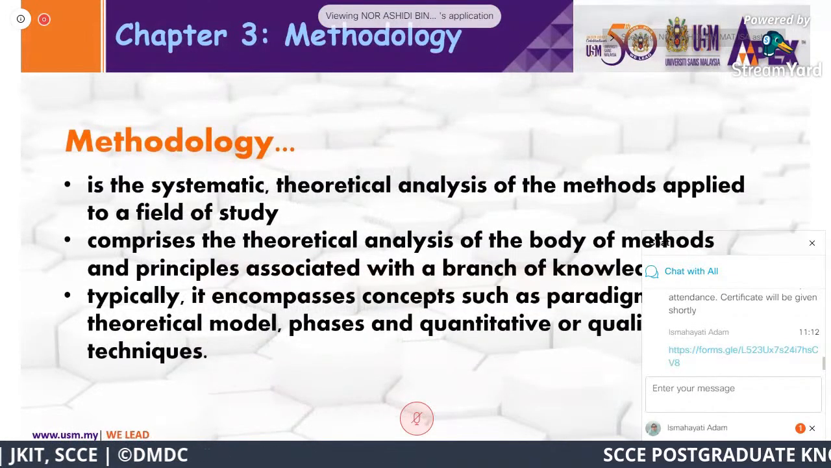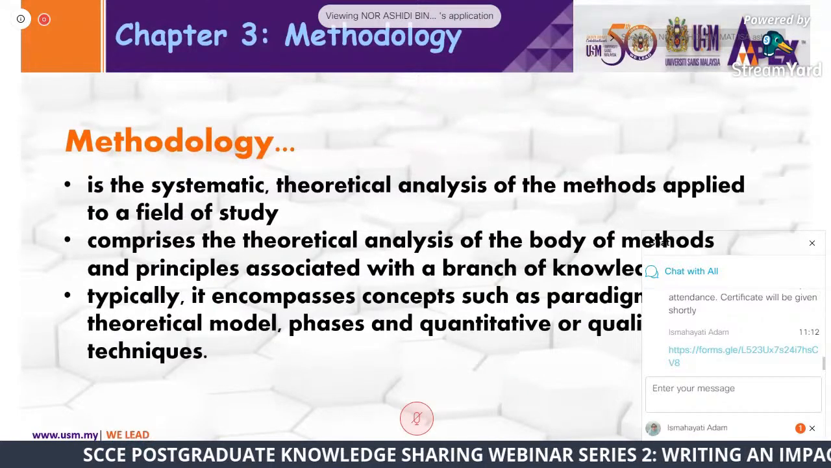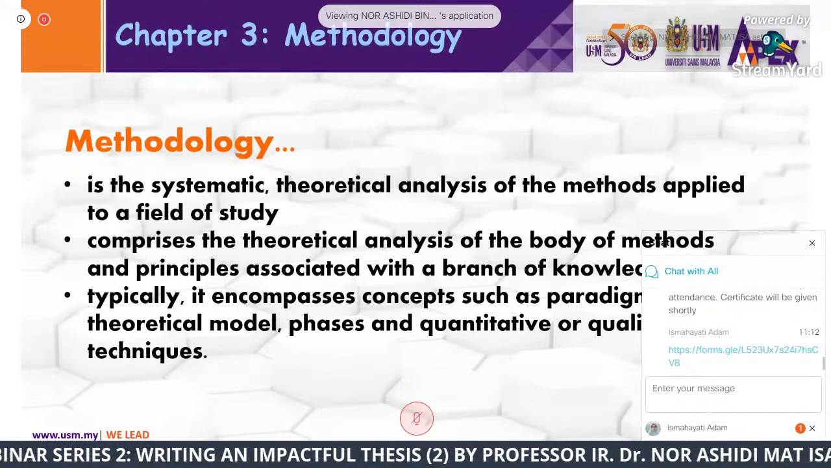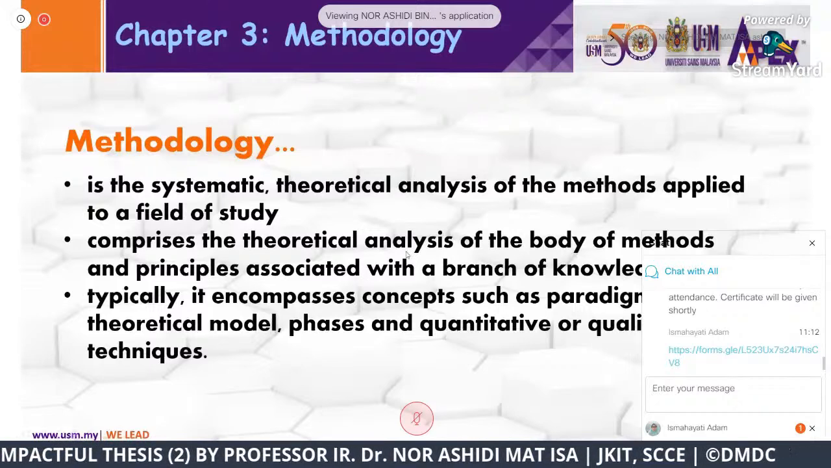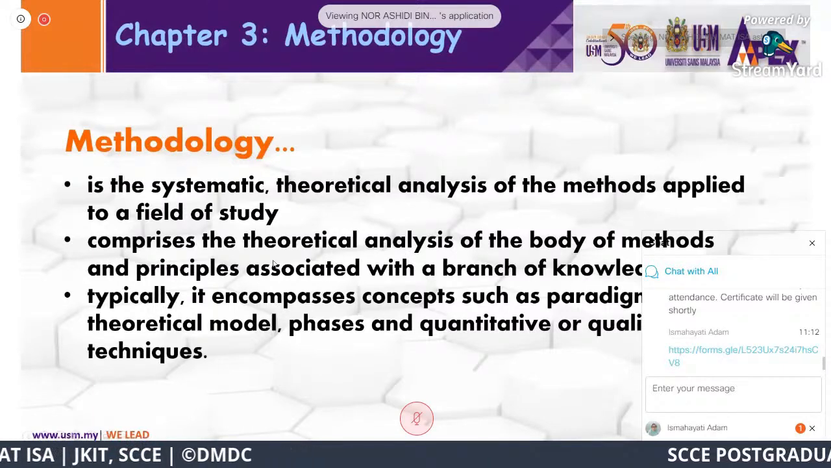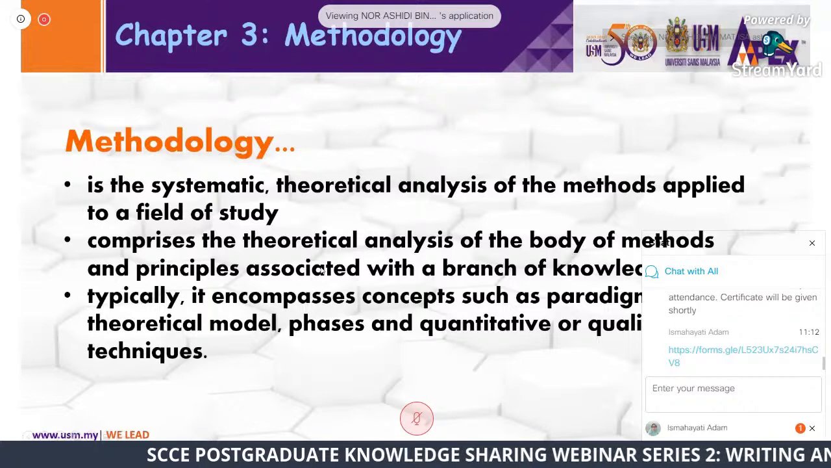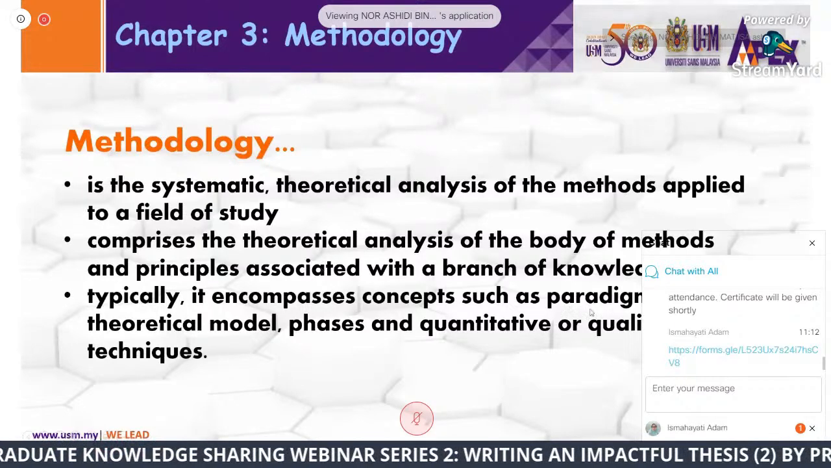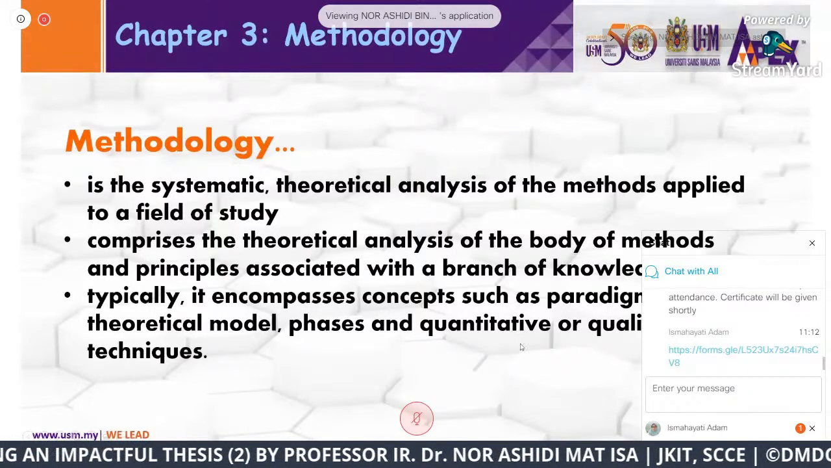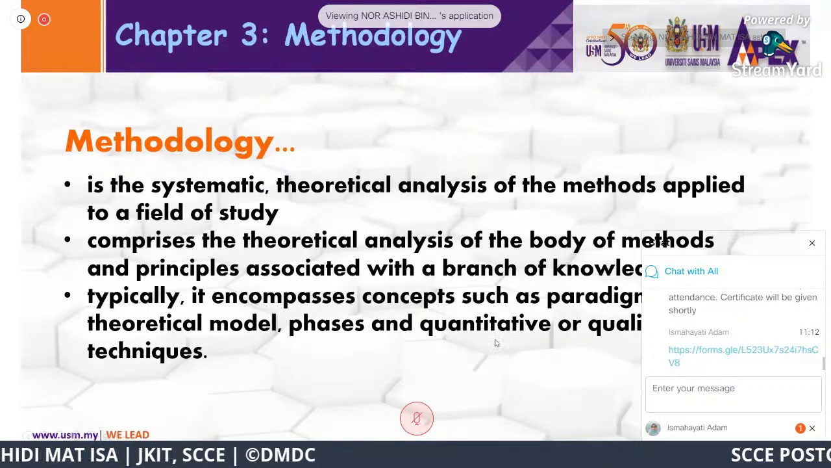Okay, so what is methodology? Methodology is a systematic theoretical analysis of the methods applied to your field of study. It comprises theoretical analysis, so whatever your methodology is, you must support it with theoretical analysis and discussion. So it must have a paradigm, a theoretical model, cases, qualitative and quantitative techniques and so on. They must be clearly presented.